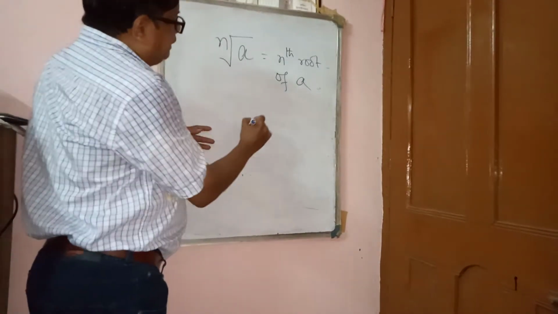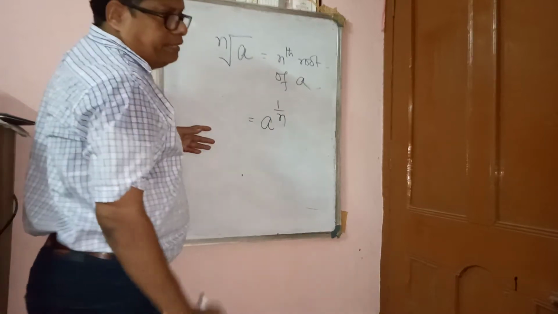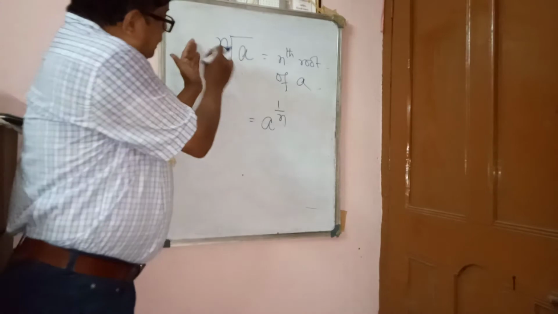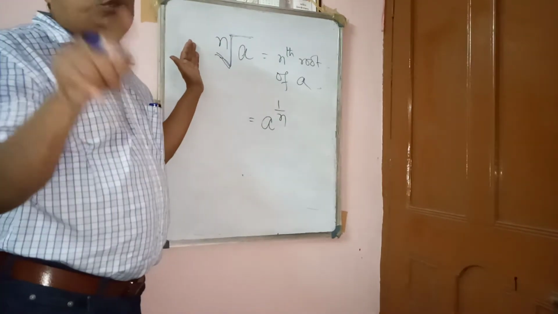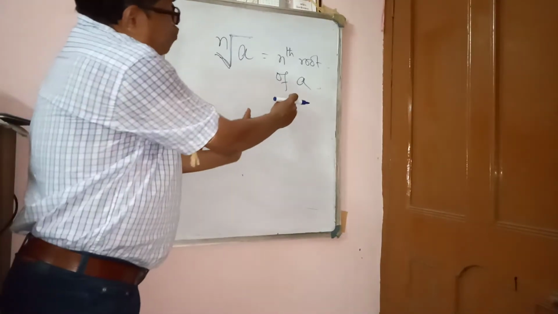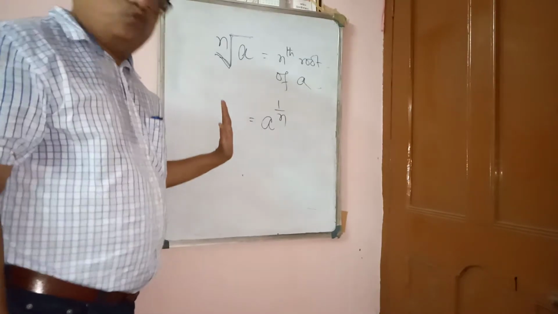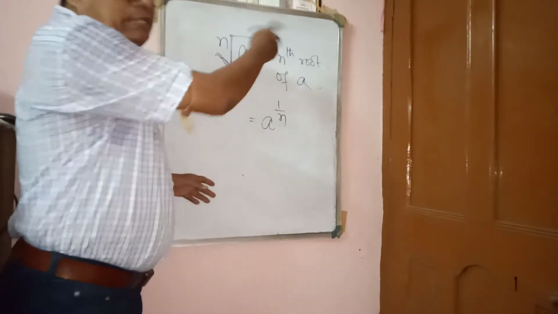So this should be written as a to the power 1 by n. Keep in mind, a whole to the power 1 upon n. Here nth root means nth root of a, so it can be written as a to the power 1 upon n. Okay, understood? I am giving an example below.